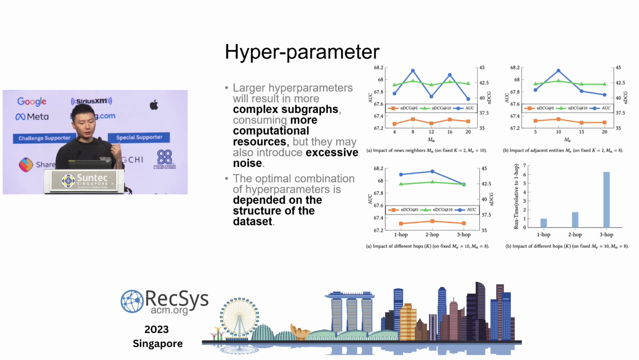We also provide the computational time cost ratios for different numbers of hops, and according to the figures, we can clearly see that large hyperparameters lead to more complex subgraphs, thereby consuming more computational resources. However, excessively large hyperparameters can introduce too much noise. And the optimized combination of hyperparameters depends on the structure of the dataset, so it does not fit every dataset.